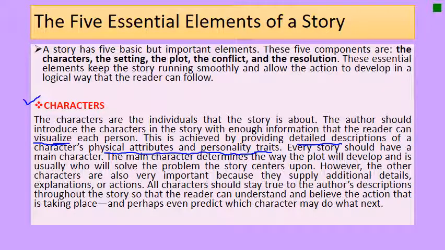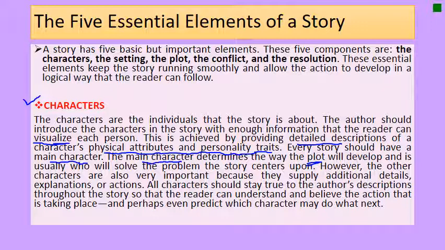Every short story should have a main character, of course. That person would be the focus of your story. The main character determines the way the plot will develop. The plot: how the story starts, what happens in the middle of the story, and how it ends. This is what a plot is. The events in the story will develop and usually will solve the problem the story centers upon. Of course, this is our hero or our main character.